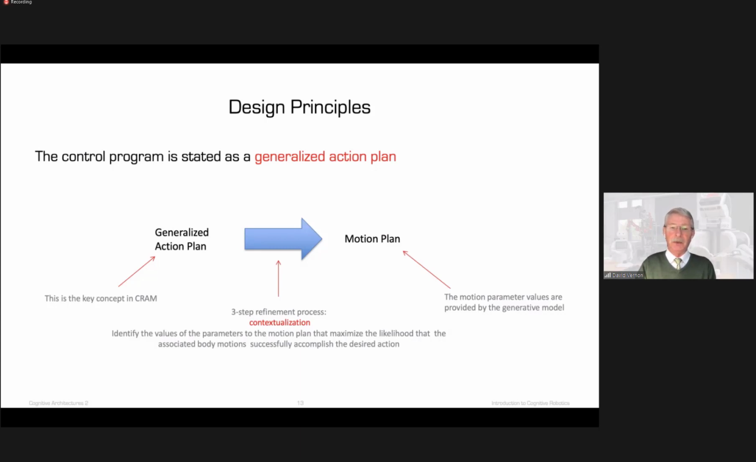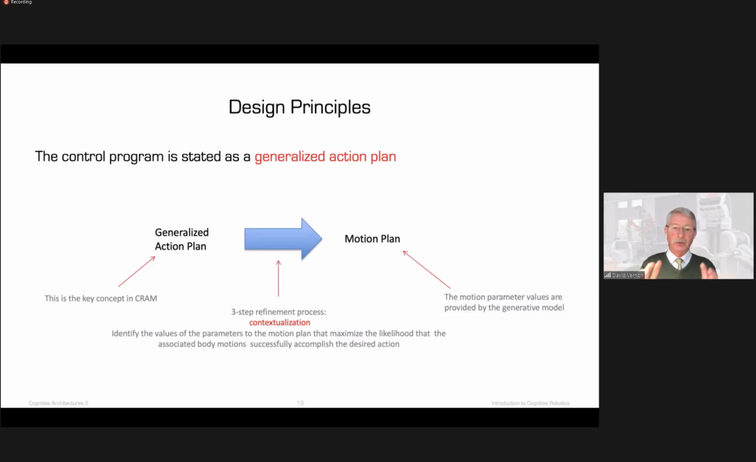Contextualization actually is a very appropriate word, because it means using information or knowledge of your current context in order to reduce the ambiguity inherent in a vague statement, so that you can satisfy the requirement for knowledge and identify the knowledge that's needed to accomplish the action given the current context. So what we're after is to identify the values of the parameters of the motion plan which maximize the likelihood that these body motions will successfully accomplish the desired action.